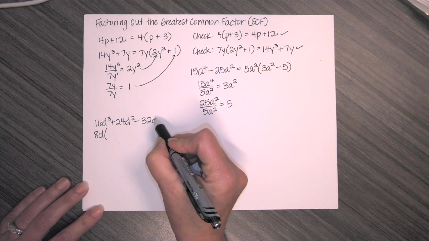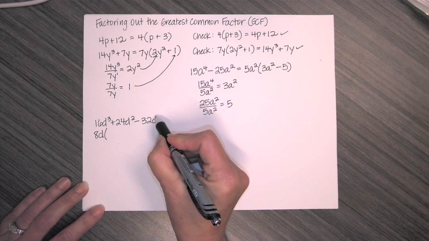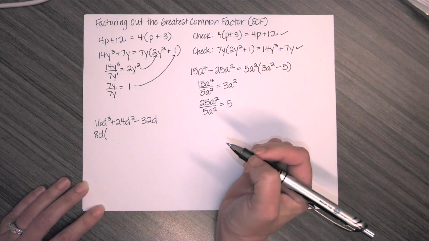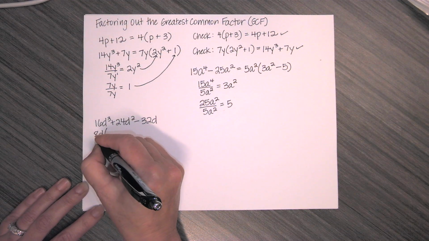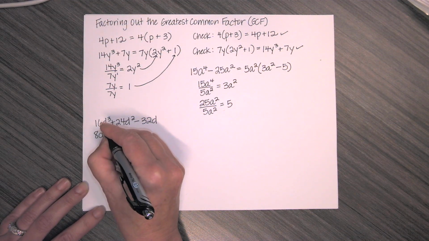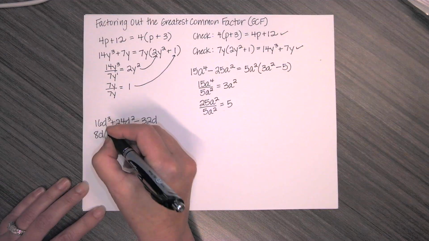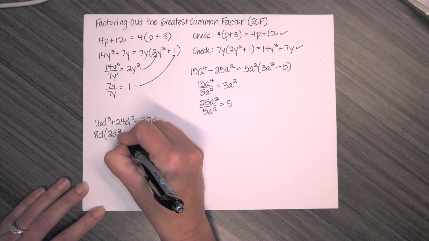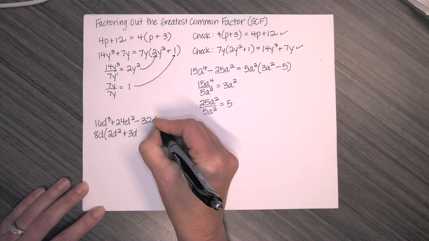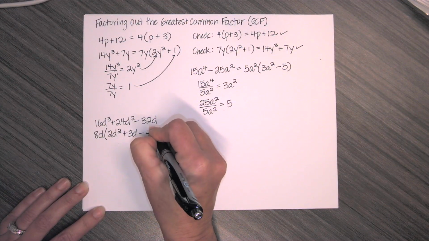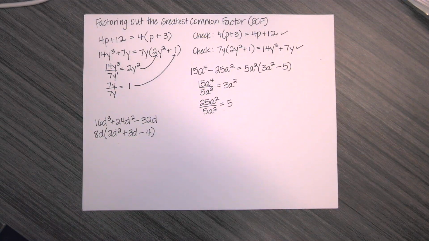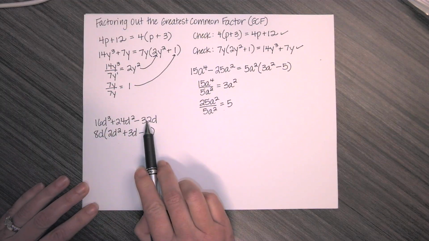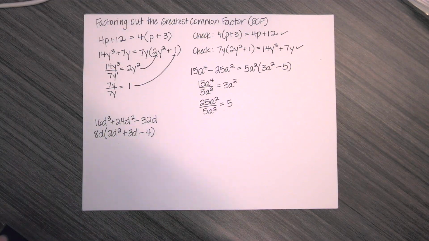You couldn't take out a d squared because this one doesn't have enough to take out a d squared. You couldn't take out a d cubed because neither of these would have enough to take out a d cubed. So we're going to factor out 8d, which means we're going to basically divide each term by 8d. So for the first term, that's going to leave 2d squared. For the middle term, that's going to leave 3d. And for the last term, that's going to leave minus 4. Okay? And then again, if you wanted to check that, you could distribute the 8d out and make sure you get the polynomial that you started with.